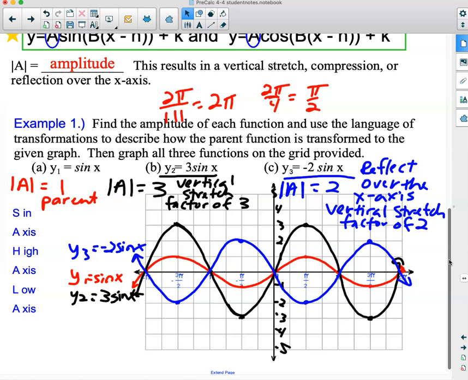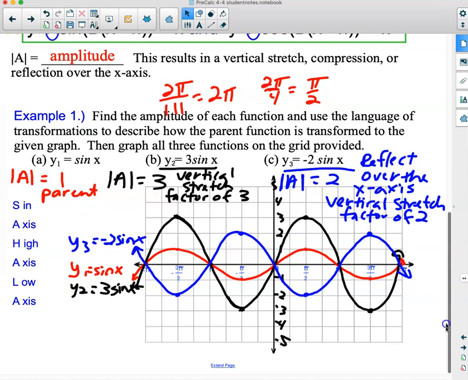So again, amplitude A is never going to be negative. It's about the height of the graph. You know, how tall is it? Well, 0 to 3, so 3 units up and 3 units down, and that's our amplitude. Well, that wasn't too bad. That was all sine graphs.